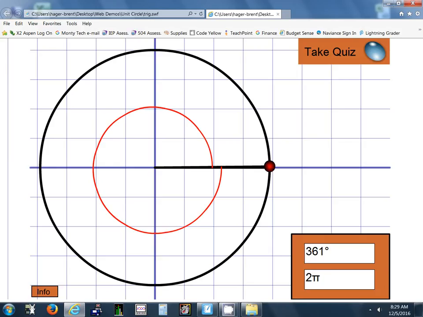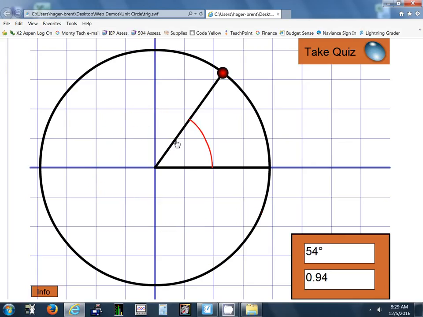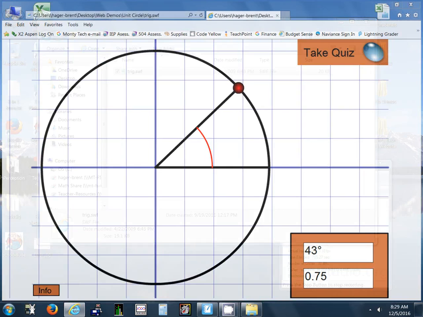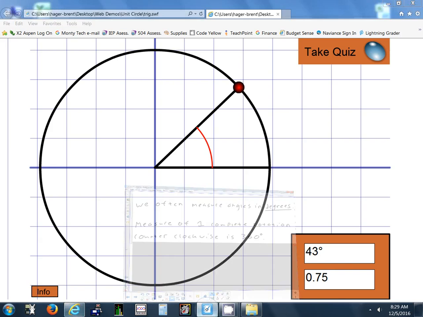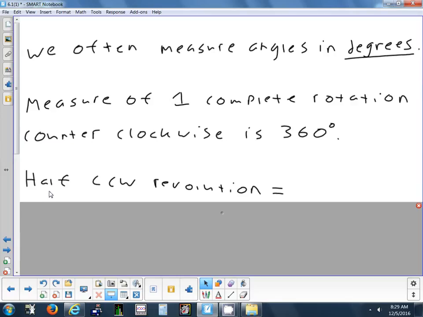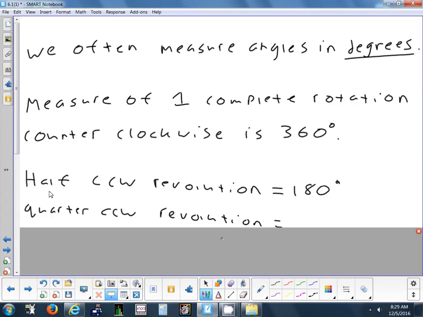Now, anybody have a guess what would happen if I go the other way? Yeah, you do. You get negative angles. So the only difference between a positive and a negative angle is the direction. What if you did a half counterclockwise revolution? That would be 180. And how about if you did a quarter?